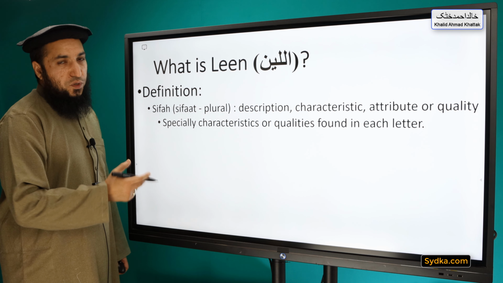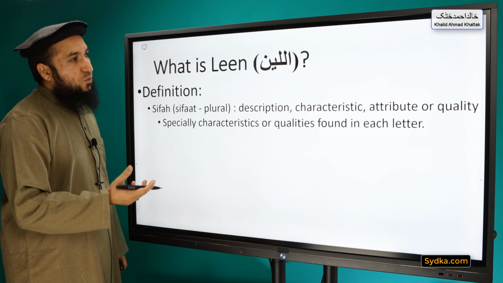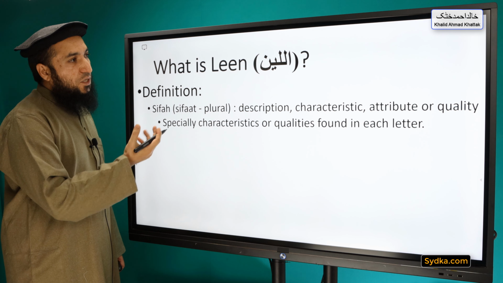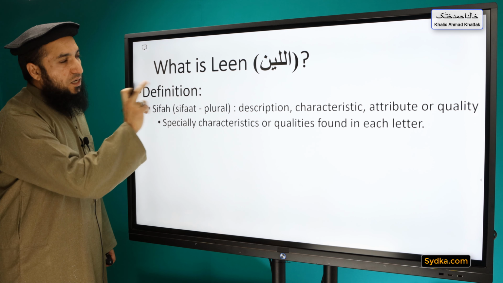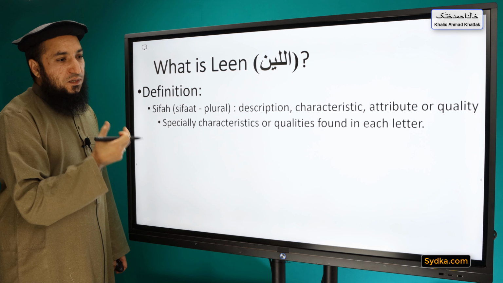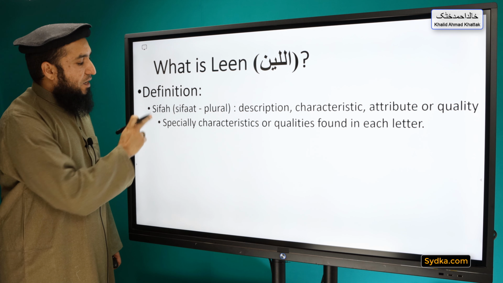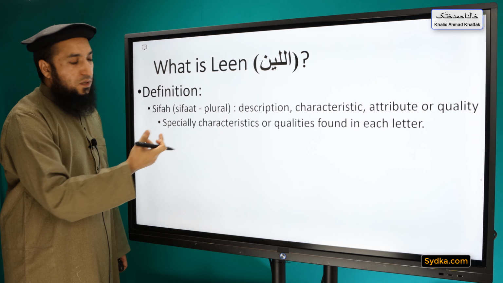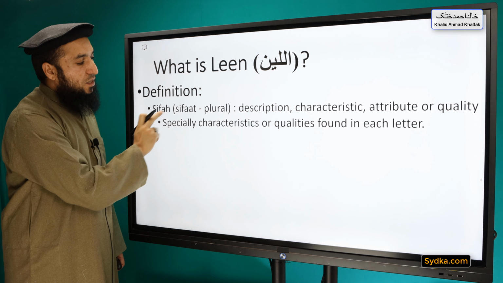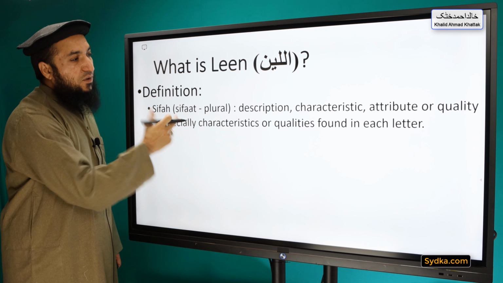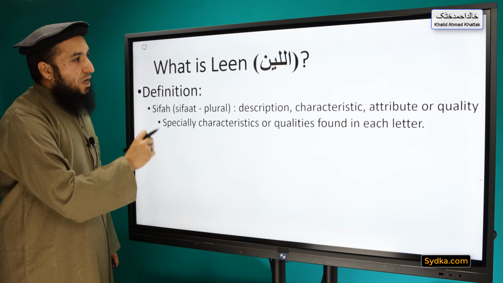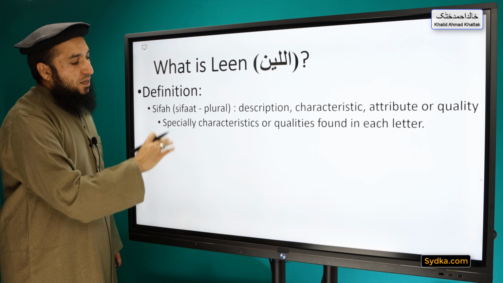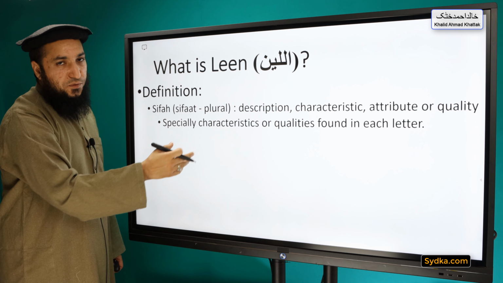So before we go study those 8 syllables, we have to learn the meaning of the Leen and what it is. So Leen is one of the sifa of the letters of Arabic alphabet. Sifa is singular, sifat is plural. Sifa means description, characteristics, attributes, or quality. In this case, it is special characteristics or quality found in each letter.